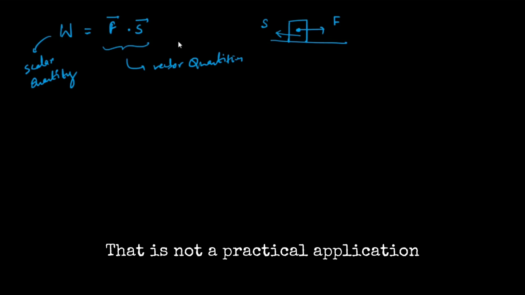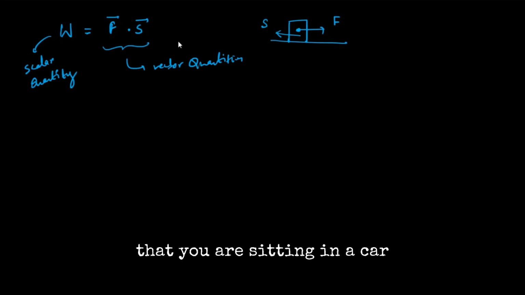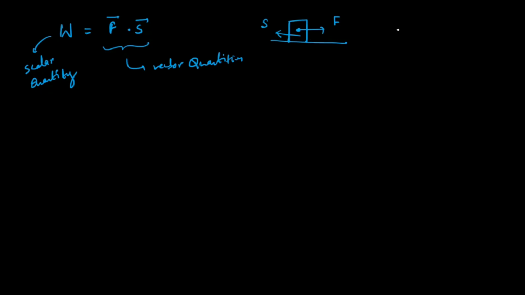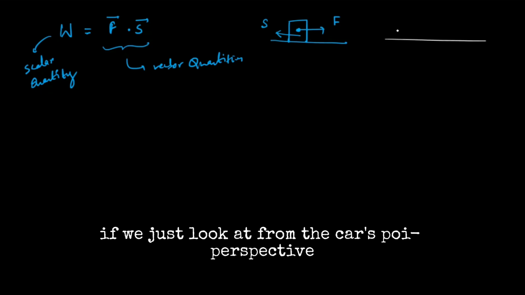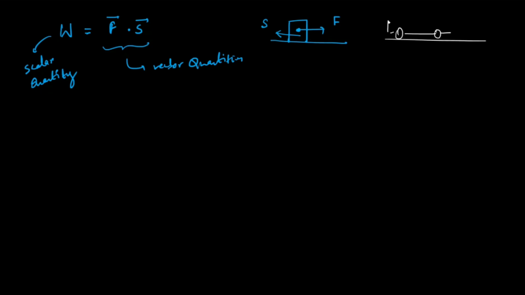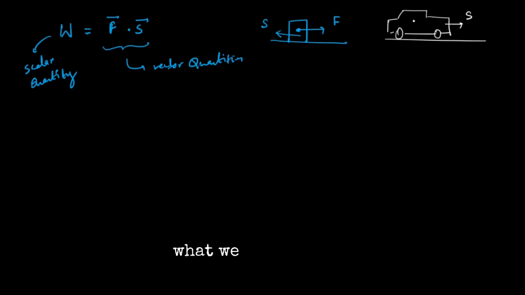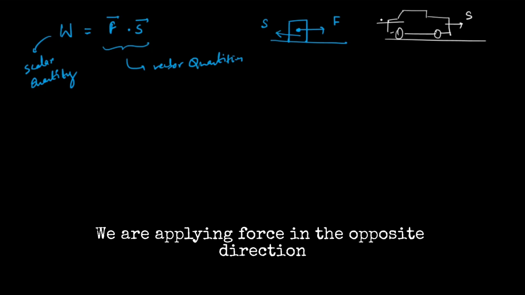That is not a practical application. So simply imagine that you are sitting in a car and the car is going to slow down. If we look from the car's perspective, it is going in the forward direction. Displacement is going on in the forward direction. But when we apply brake, we are applying force in the opposite direction.